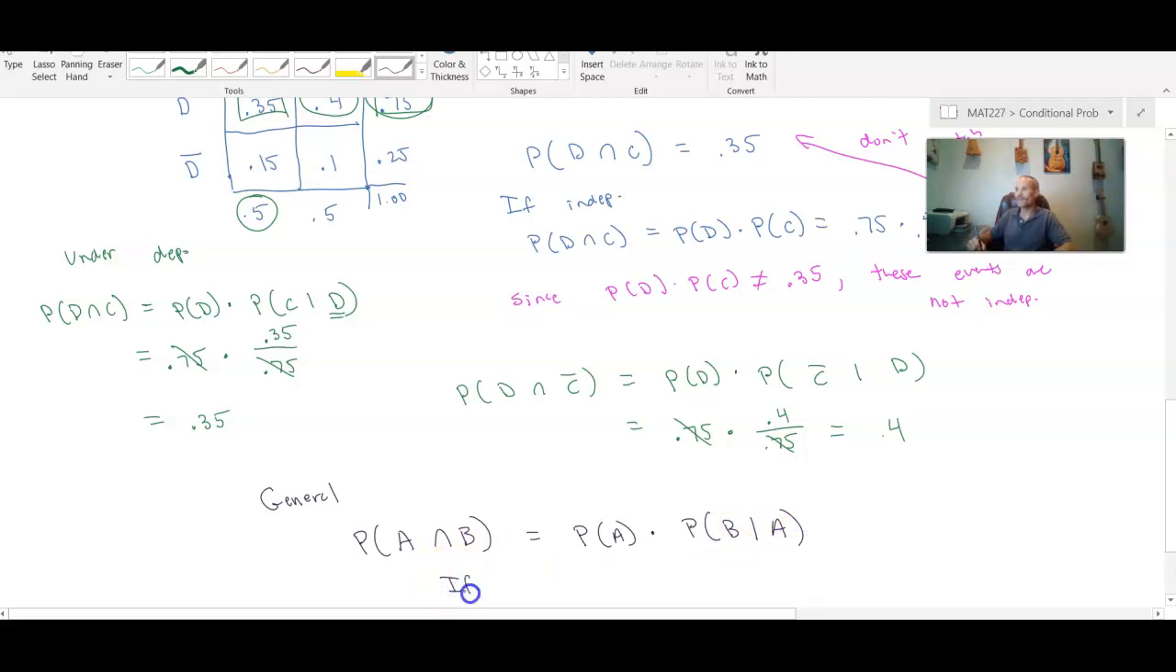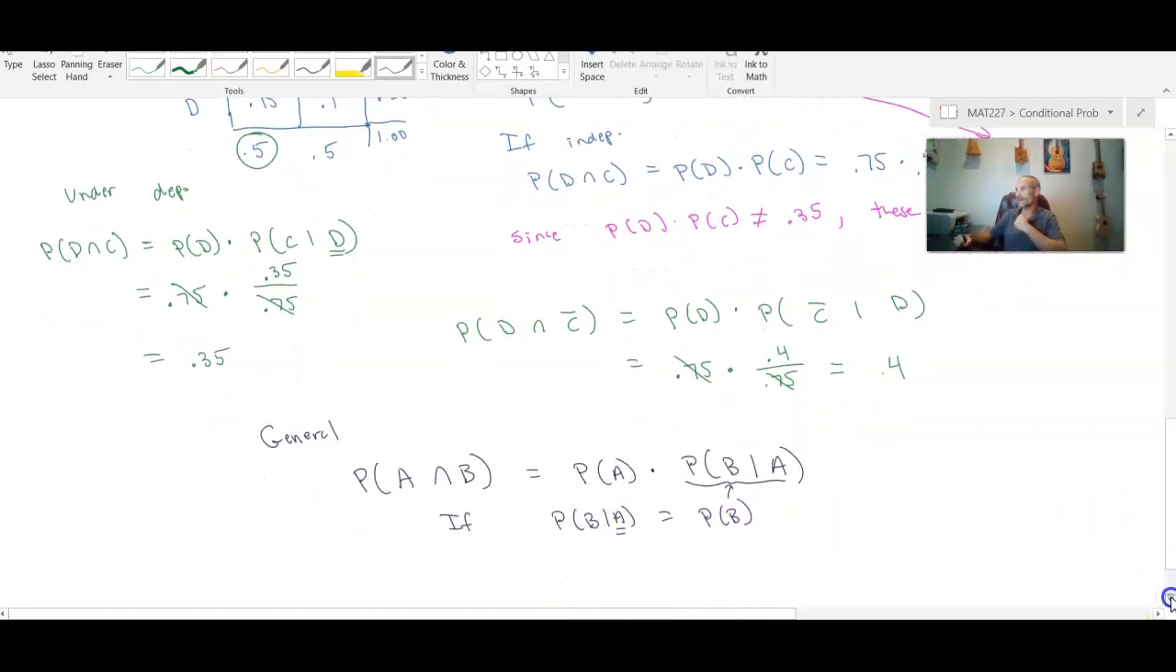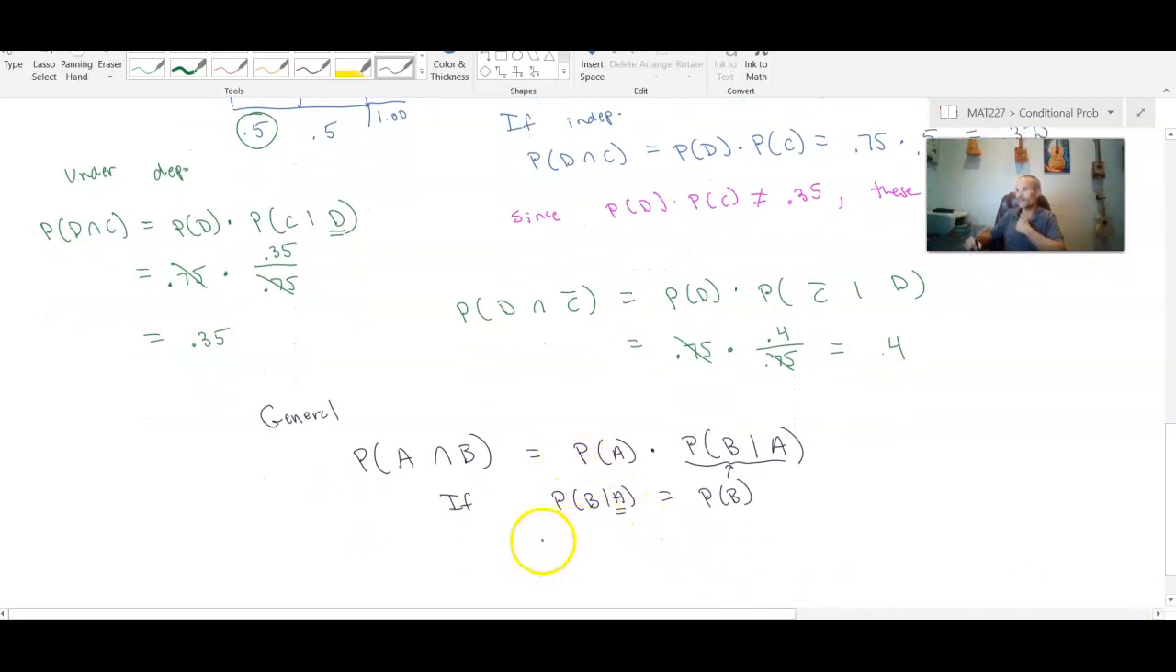Now, if the probability of B, given that A happened, in other words, the likelihood of event B happening if we know that event A is true, equals just the probability of B, meaning that the effect of A is negligible, it did not affect the likelihood of that outcome occurring, well, then up here I could replace this probability with just the probability of B. And if the likelihood of event B happening given A is independent of A, then that means that A and B are independent.